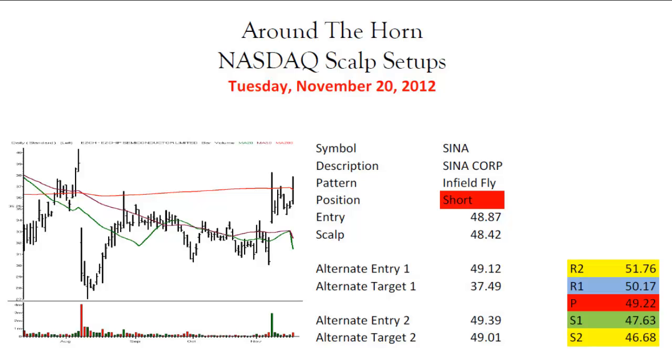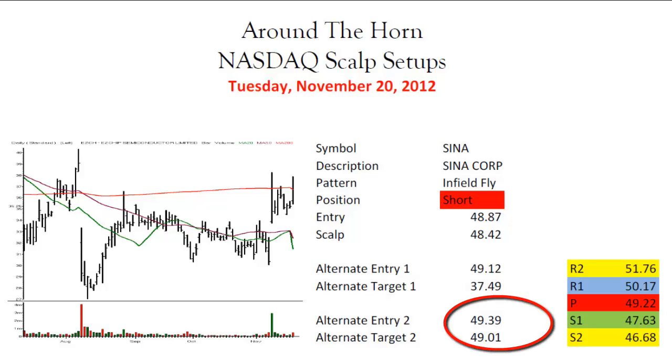You are looking at the setup for Sina Corporation for Tuesday, November 20th, 2012. We had a primary entry on this one, 48.87, with the initial scalp target at 48.42. The central pivot is at $49.22. That's something we want to watch because it falls just above alternate entry 1, which is 49.12, with a target on that one at 37.49. And we have alternate entry 2, 49.39, with a 49.01 target.